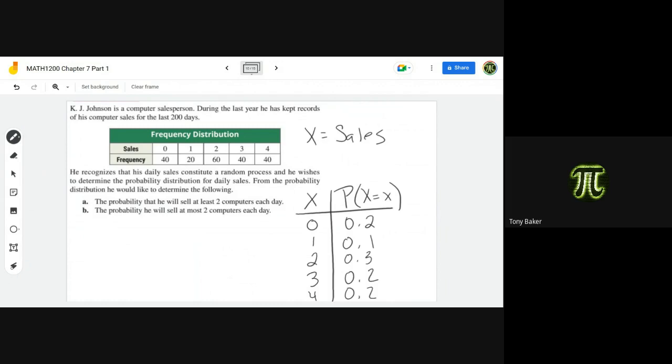All right. So, does it meet the 2 criteria? Are all the values between 0 and 1? Yes. Does the sum of them equal 1? Yes. Okay, so that has to happen, otherwise this doesn't work.